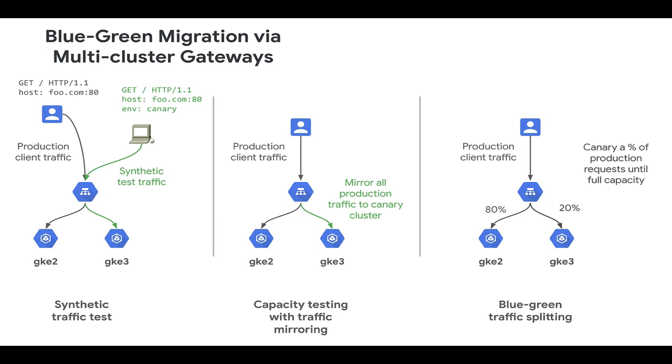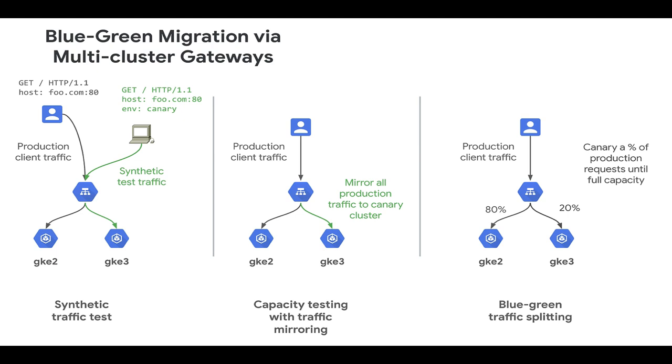In any case, you need to onboard this new cluster. So at first, to de-risk the migration, you might want to send some synthetic traffic to GKE3. For that, you might just want to use some header-based matching to send specific requests that are targeted to GKE3. And then you would maybe want to mirror production traffic from the production cluster, or from the GKE2 cluster, to the GKE3 cluster.